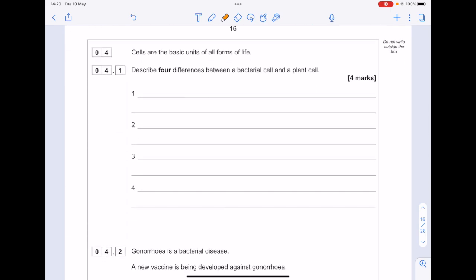Cells are the basic units of all forms of life. Describe 4 differences between a bacterial cell and a plant cell. Let's name some structural differences. So here's a bacterial cell. It has a cell wall, has a nucleoid rather than a nucleus, and it has small circles of DNA known as plasmids. It has a tail called a flagellum. Our plant cell, remember, is kind of this shaped.